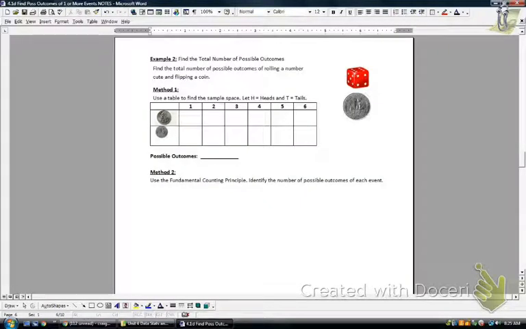All right, example 2 says find the total number of possible outcomes. Find the total number of possible outcomes of rolling a number cube, it should say cube, and flipping a coin. Use a table to find the sample space. Let H equal heads and T equal tails. Okay, so in this table, my across is what I'm rolling, and then my columns are what I'm flipping. So I can roll a 1 and flip a heads, roll a 1, tails, roll a 2, heads, roll a 2, tails. So I think you start seeing the pattern here.